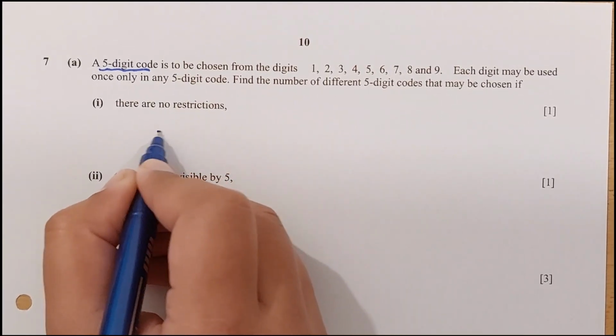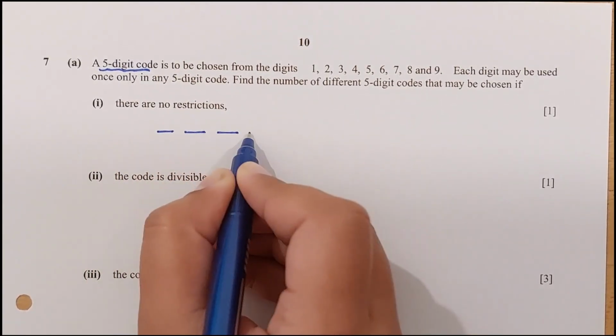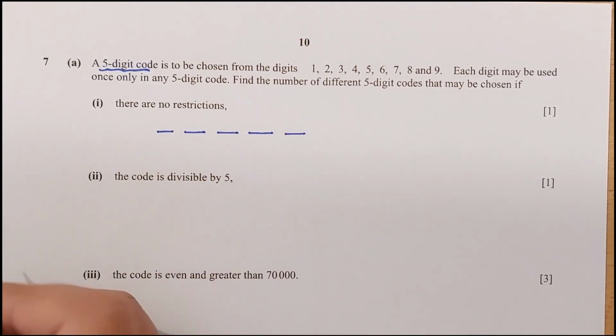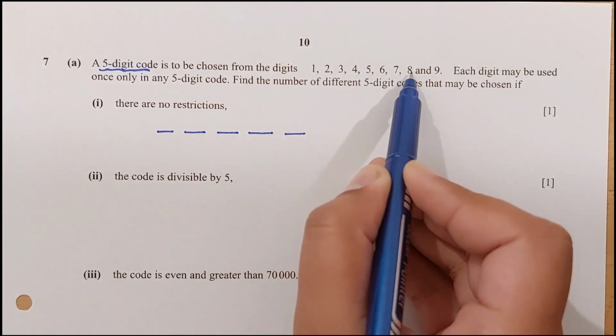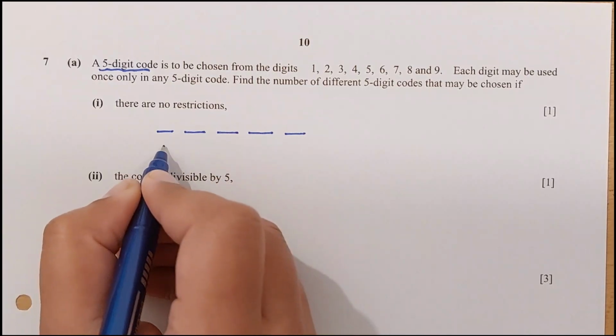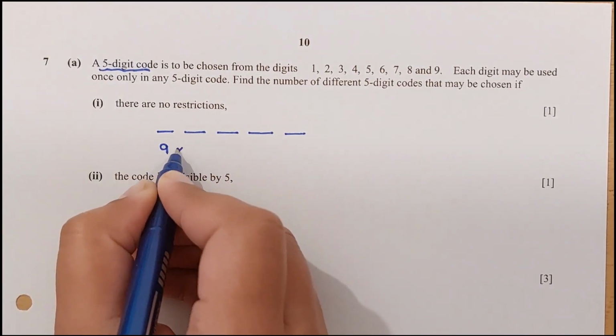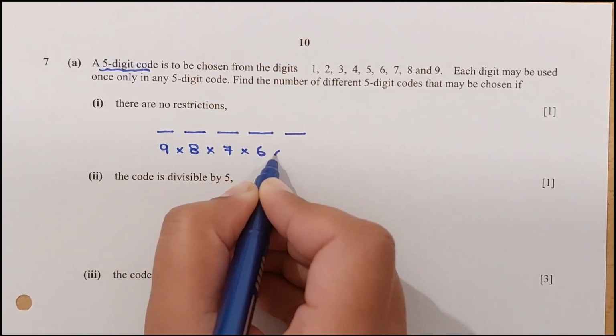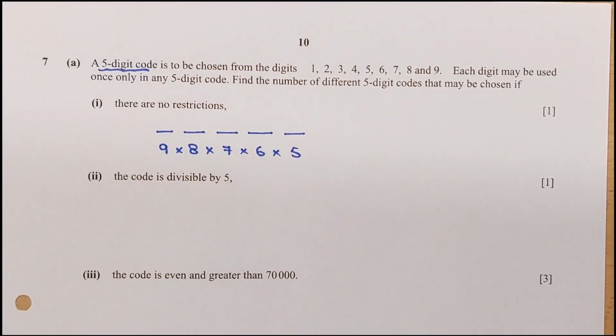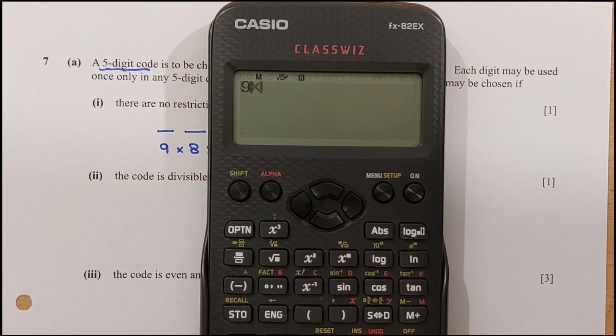So 5-digit code: 1, 2, 3, 4 and 5. How many digits have we been given? 1, 2, 3, 4, 5, 6, 7, 8, 9. So we have 9 options for the first digit, and then we have 8 options, 7 options, 6 options, and then 5 options. There is no restriction, right? So 9 times 8 times 7 times 6 times 5.